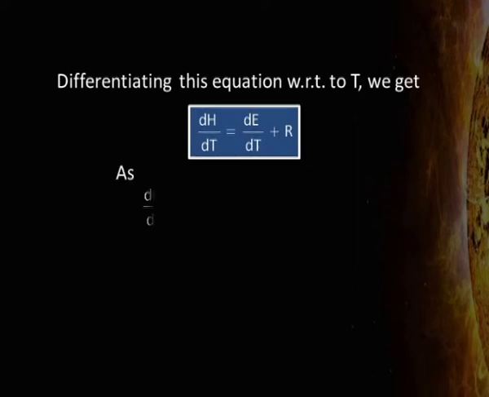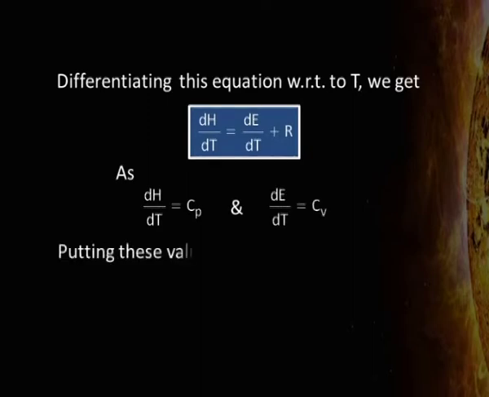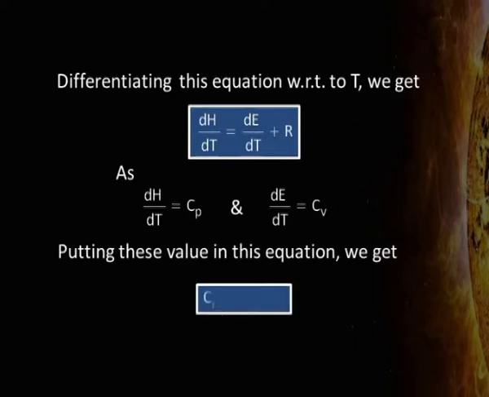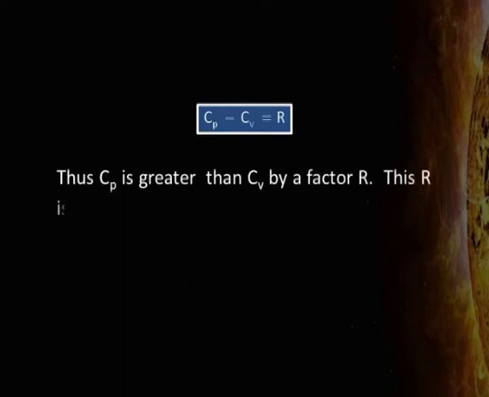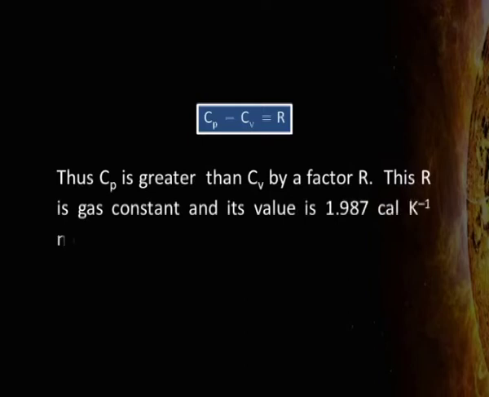As dH by dT is equal to Cp and dE by dT is equal to Cv, putting these values in this equation, we will get Cp equal to Cv plus R, or we can say Cp minus Cv is equal to R. Thus, Cp is greater than Cv by a factor R. This R is the gas constant and its value is 1.987 calories per Kelvin per mole or 8.314 joules per Kelvin per mole.